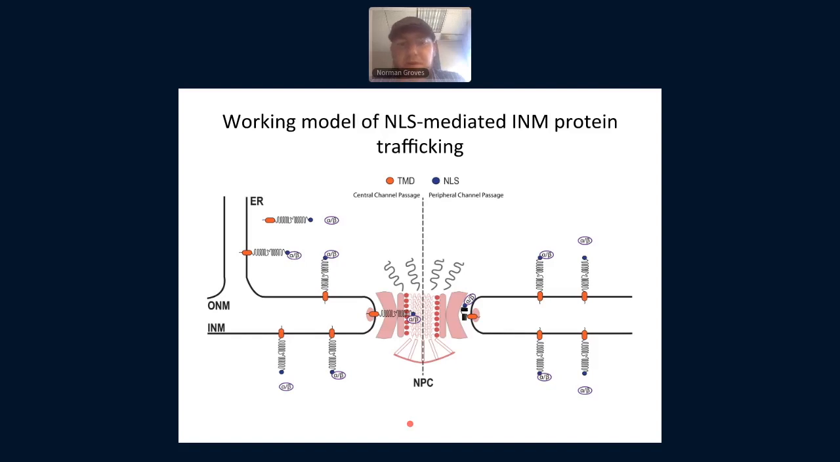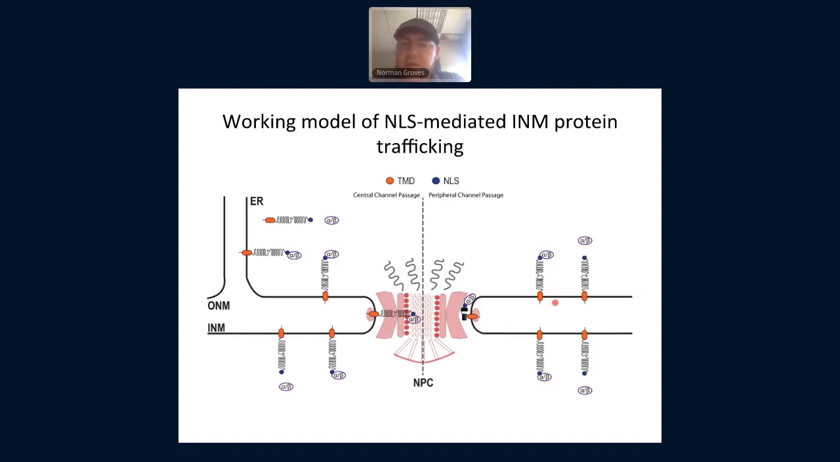And so we have three models by which we think our proteins might be reaching the INM. Under one model, our membrane protein would be inserted into the ER membrane, at which point importins would associate with the nuclear localization signal. At that point, this would traffic to the nuclear pore complex, pass through the central channel, and reach the INM, at which point the importins dissociate.